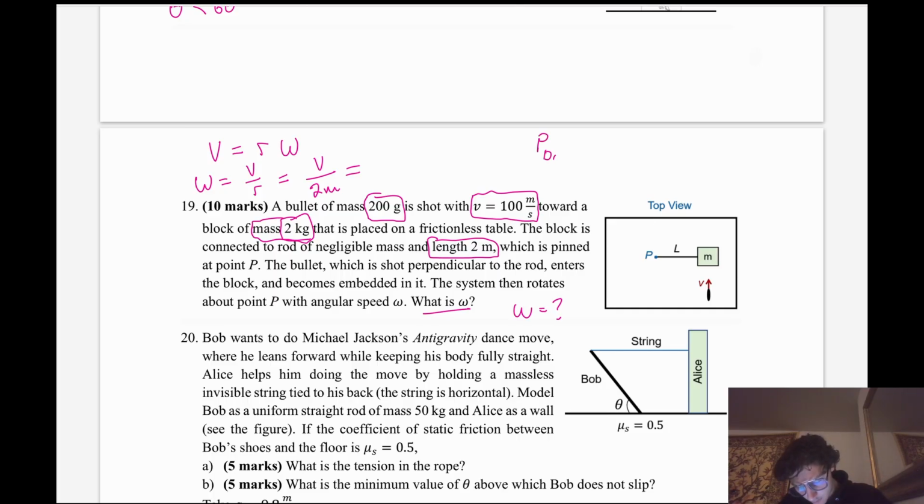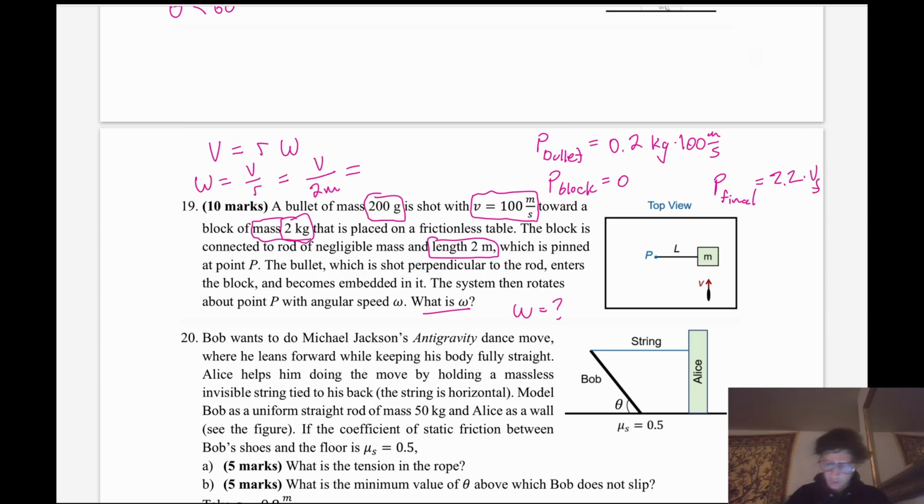So momentum of the bullet is equal to, the bullet is 200 grams. We have to convert grams to kilograms. So 1,000 grams is 1 kilogram. So 200 grams is 0.2 kg times 100 meters per second. This is the momentum of the bullet. Momentum of the block is equal to 0. And then P final is equal to their mass together. So it's 2 kilograms, so 2.2, times V final. So this V final is going to be the V that goes into our equation.